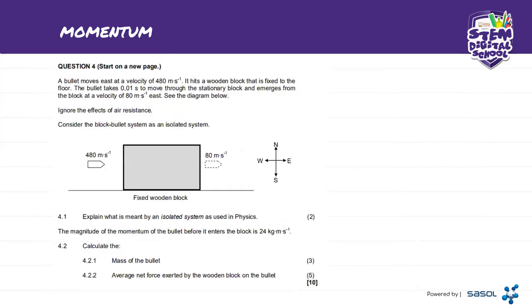Okay. And then moving to the next one, it says the magnitude of the momentum of the bullet before it enters the block is 24 kilograms meters per second. So now they've given us the magnitude of momentum before, okay? Which means that it's going to be much simpler because the change in momentum is equal to the momentum after minus the momentum before. So what they want now is for us to calculate the mass of the bullet, which is not going to be so difficult because we're just going to substitute what we have.